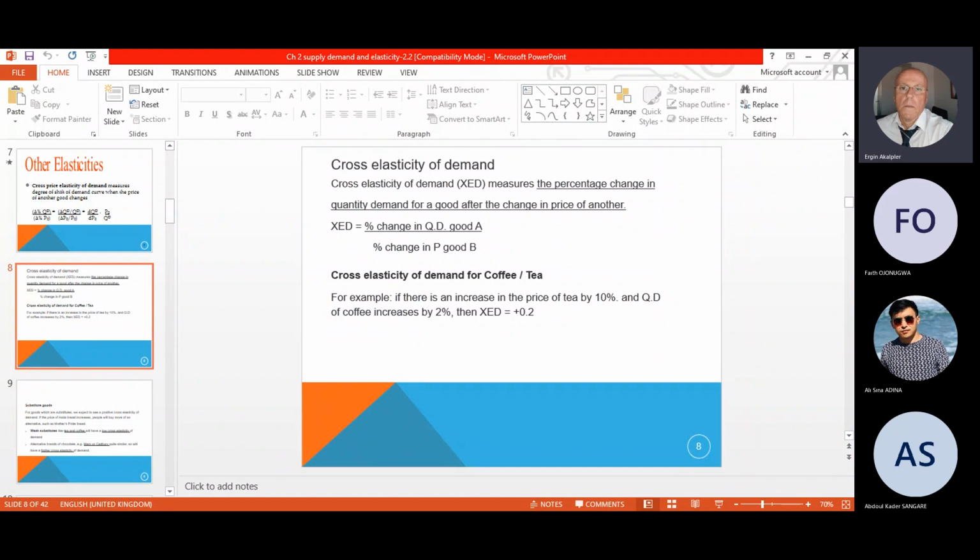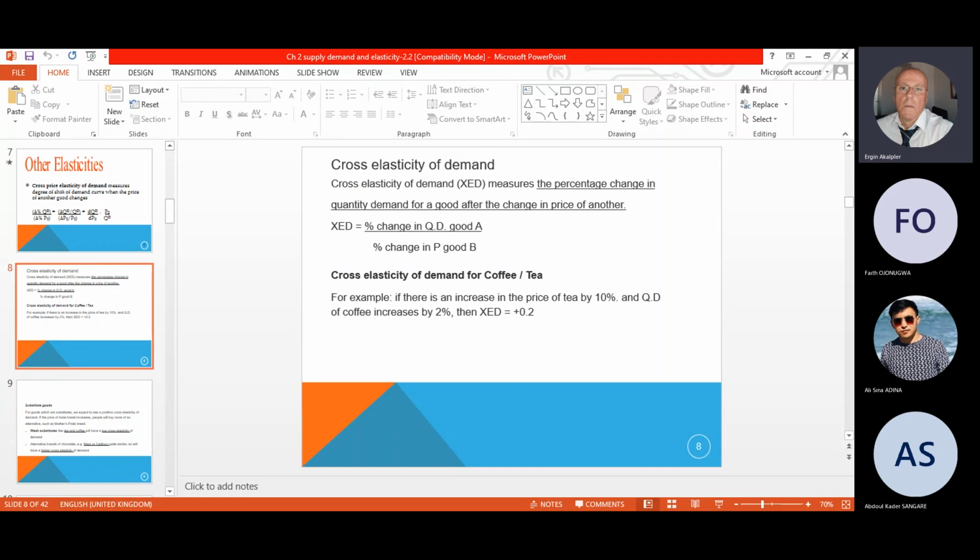Cross price elasticity, or cross elasticity of demand, measures the percentage change in the quantity demanded for a good after the change in the price of another. As I mentioned, if the price of the Cadbury chocolate is increased, what will happen to the Milo consumption? Therefore, cross price elasticity is the percentage change in the quantity demanded for good A divided by the percentage change in the price of good B.